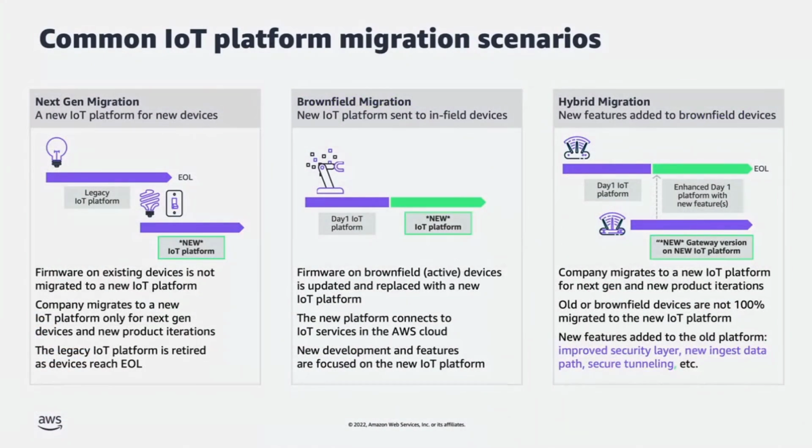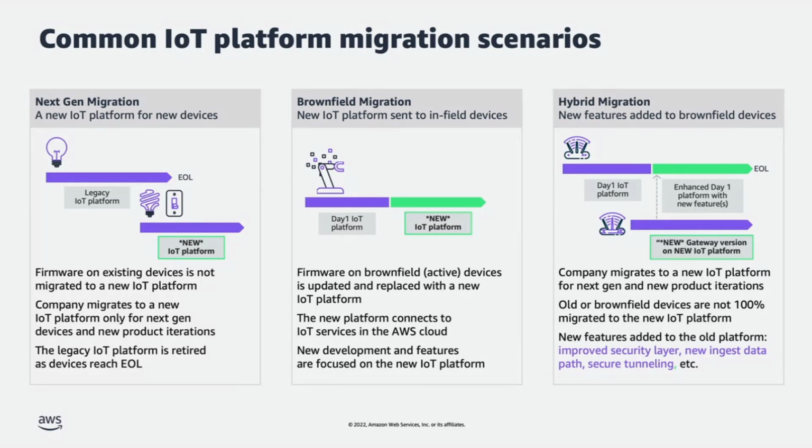As we work with companies to consider and plan a successful migration strategy, we encounter these three scenarios each time. The first is the next-gen migration, building a new IoT platform for new devices, but leaving the legacy platform untouched until it's EOL, or end of life. So therefore, all new devices are going to be shipped with the new AWS IoT-based platform for the customers.